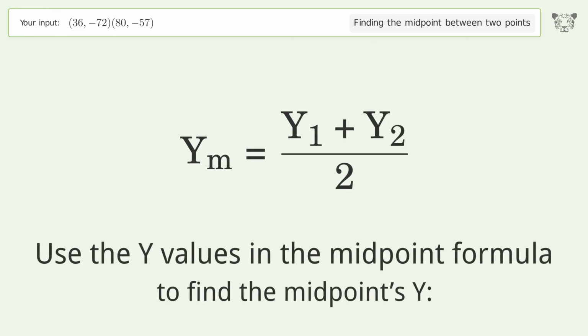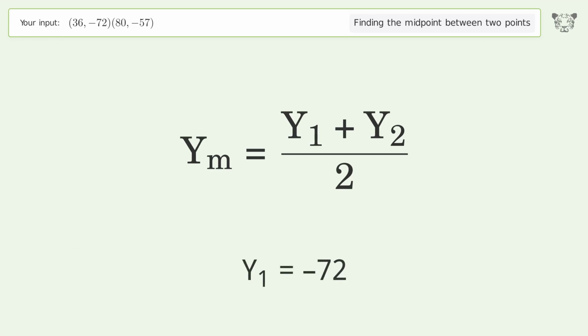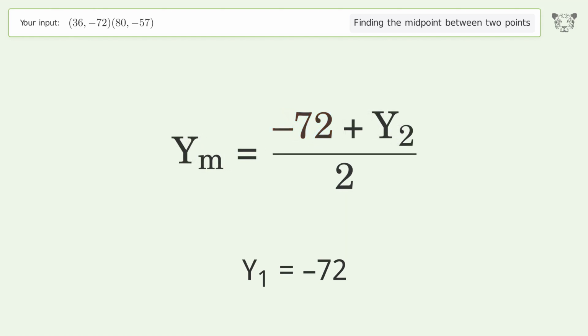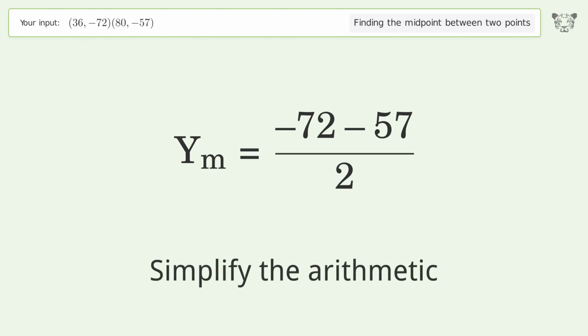Use the y values in the midpoint formula to find the midpoint's y. y1 equals negative 72. y2 equals negative 57. Simplify the arithmetic.